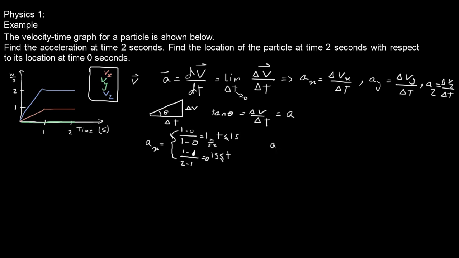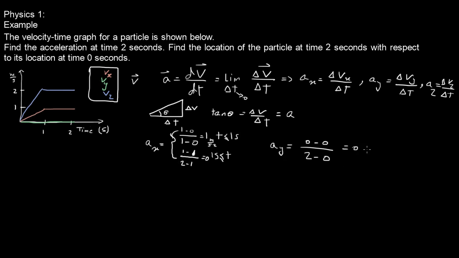So now for ay, it's all the way the same slope. Therefore ay is the same for the whole period, and it is 0 because at time 2 it was 0 and also it remains 0, so therefore it's 0.